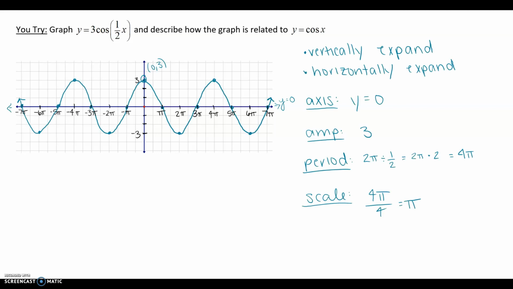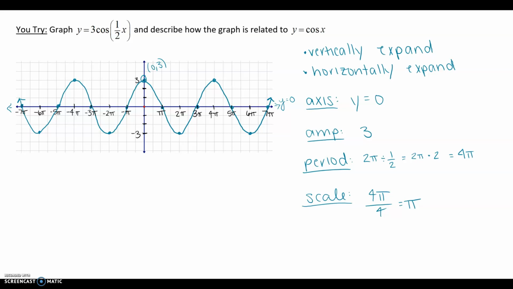Alright, so let's go through the checklist. Did you say vertically expand? Horizontally expand, because it's 1/2. There's nothing that's adding or subtracting, so the axis is y equals 0. The amplitude is 3. The period, that's where you may have messed up, is 2 pi divided by 1/2, aka 2 pi times 2, if we multiply by the reciprocal, which equals 4 pi. So that means our scale is pi, so the scale is super easy. So just go up by pi.